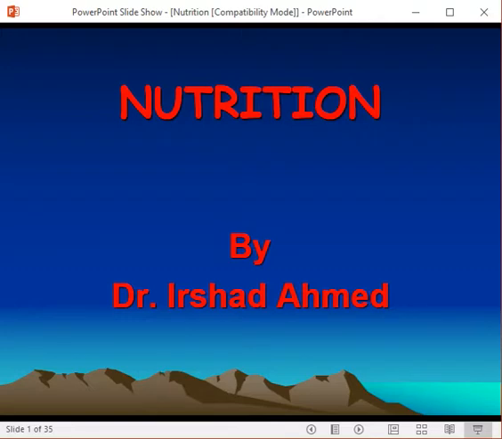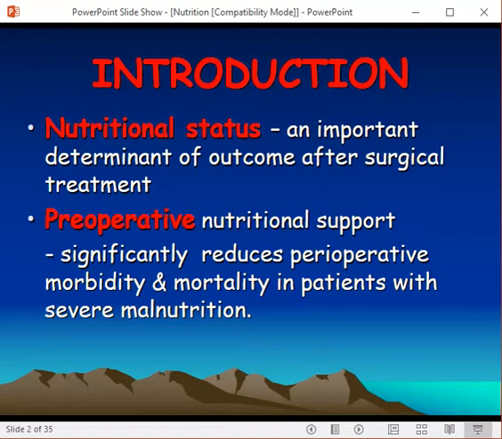Our today's discussion is about nutrition. Nutritional status is an important determinant of outcome after surgical treatment. Pre-operative nutritional support significantly reduces the perioperative morbidity and mortality in patients with severe malnutrition.